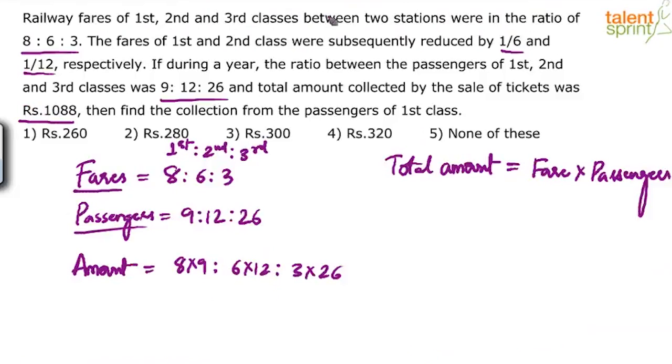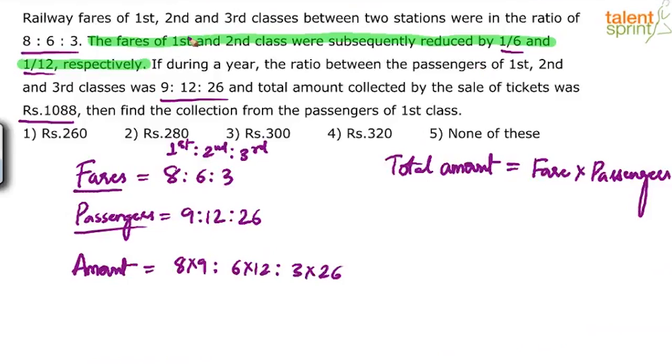But remember that there is one more important point given in the question here. What is that point? Let me highlight. It says the fares of first and second class were subsequently reduced by 1/6 and 1/12 respectively. If this statement, what is highlighted in green here, is not given, then we can simply divide 1088 in this ratio, 72 is to 72 is to 78, to get the answer.